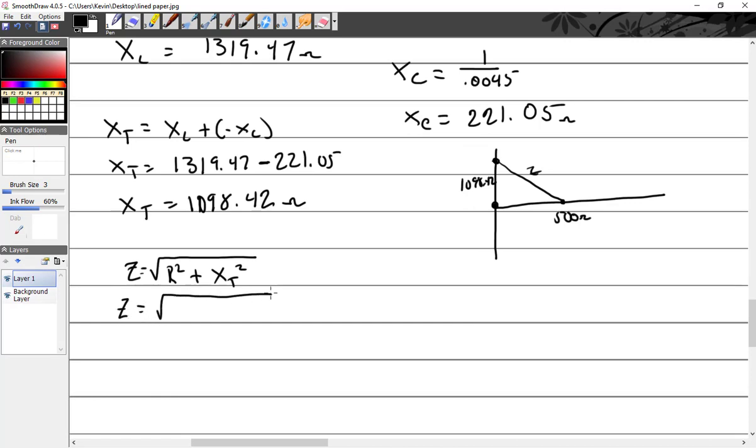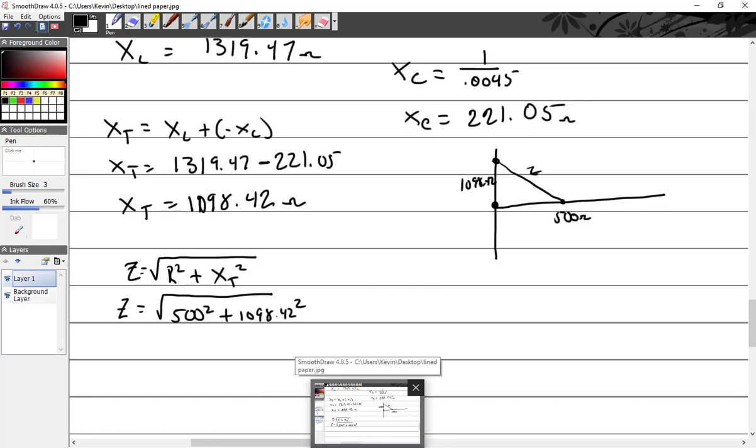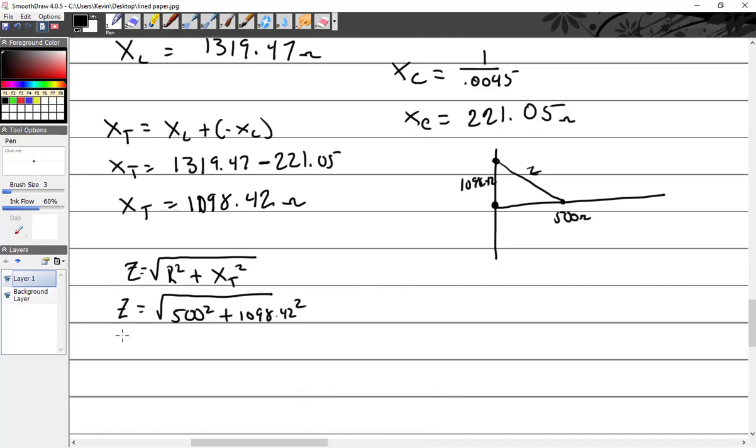All right, so the square root of 500 squared plus 1098.42 squared. The way I'm going to do that on my calculator is 500, hit the x square button, plus 1098.42, the x square button, equals, and that's going to be a pretty big number, 1456526.496. I'm just going to hit the square root symbol. And Z equals 1206.87 ohms. Am I correct? Yes. All right.